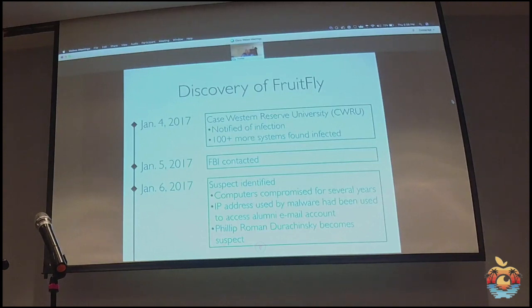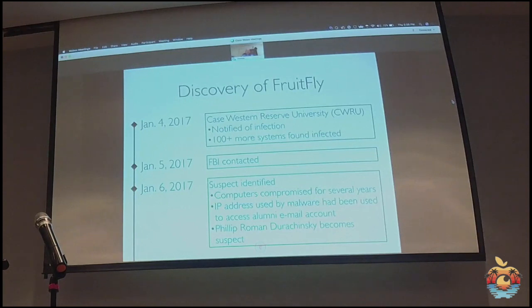So the next day, of course, they contacted the FBI. The FBI began their investigation. And just a day later, on January 6th, the FBI already had a suspect that they had identified. So what the FBI found is that the computers that were compromised had been compromised for several years without this malware being detected.